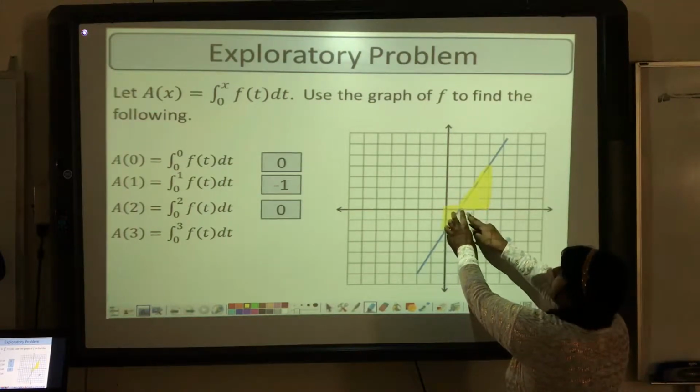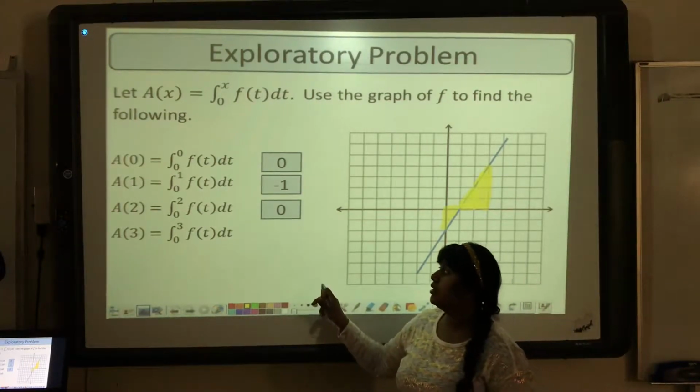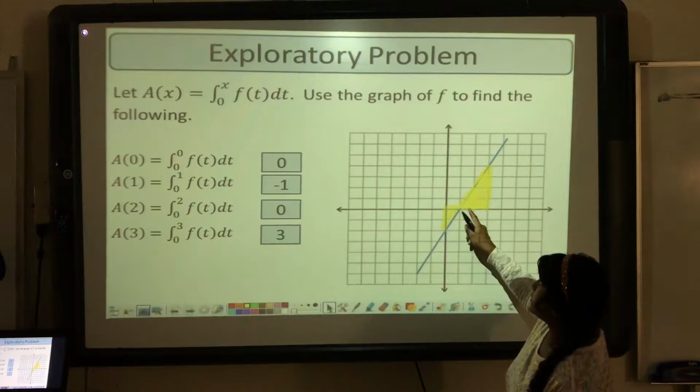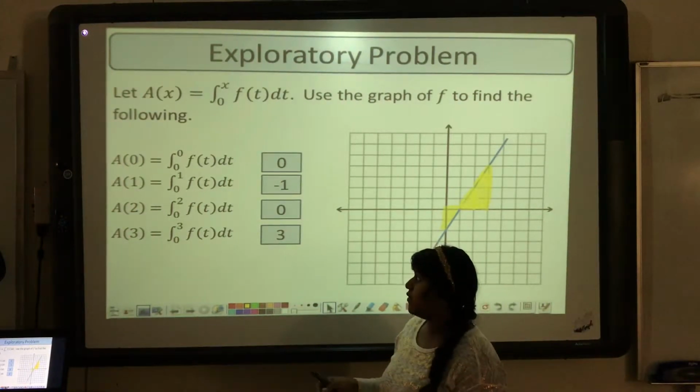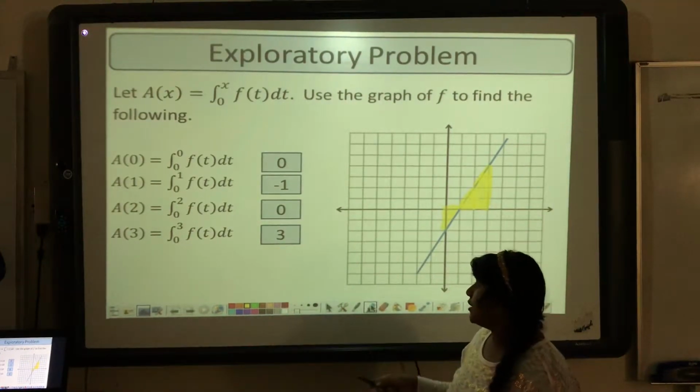So -1 plus +1 plus +3 gives me an answer of 3. And yes, I could have seen this as one giant triangle, absolutely. We could have done that. And in this case, because we're just building off of each other, it's just easier to look at simple shapes.